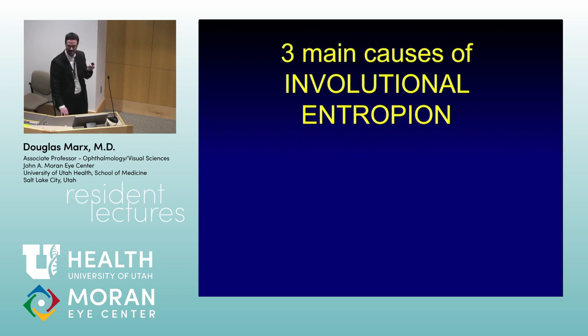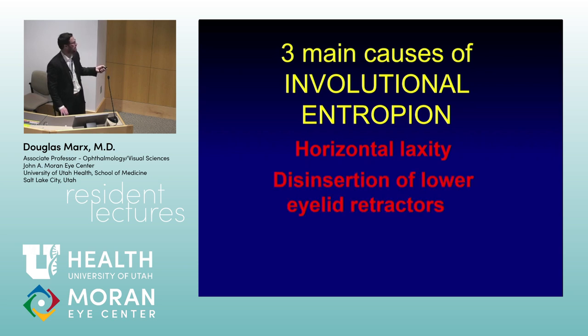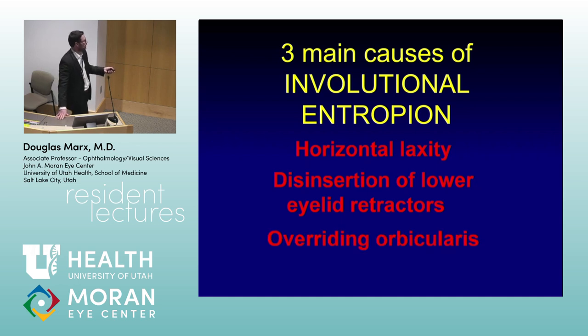Yeah, so I think rubbing might be one of the reasons they got it right. Horizontal laxity, okay? Disinsertion of the lower eyelid retractors over orbicularis, okay? So you need to correct all three of them. So how do you fix this? I think this would be a great question. How do you fix that?